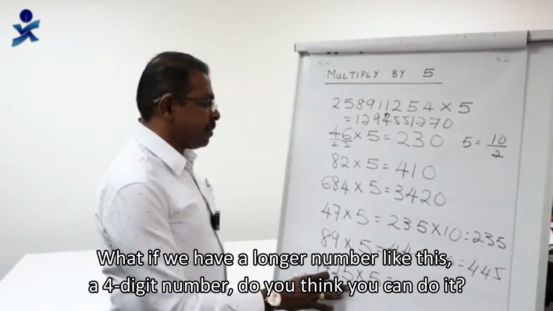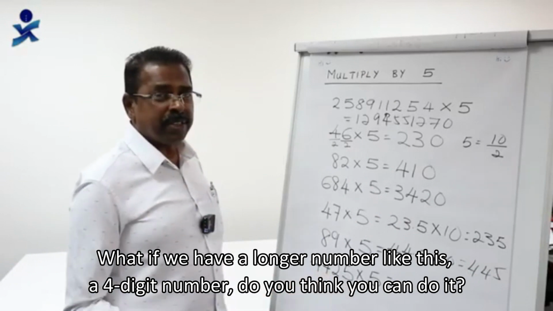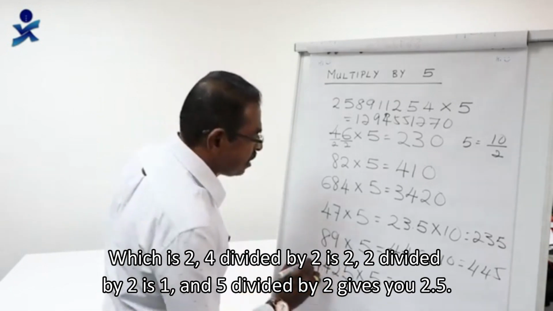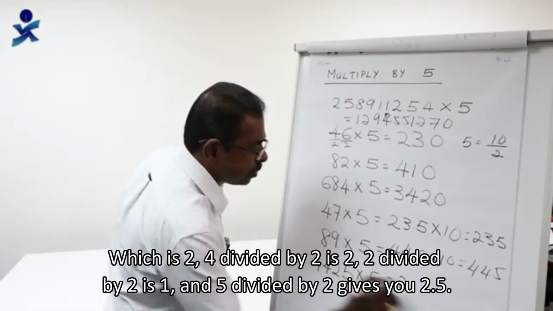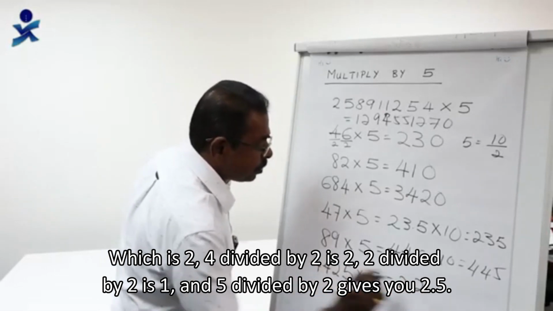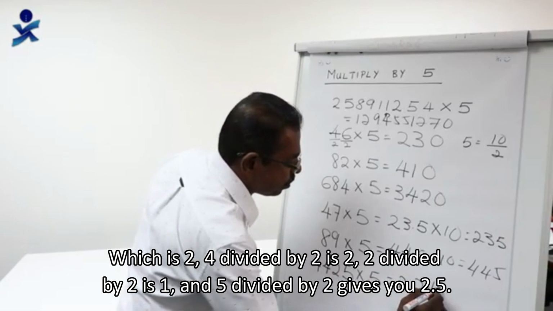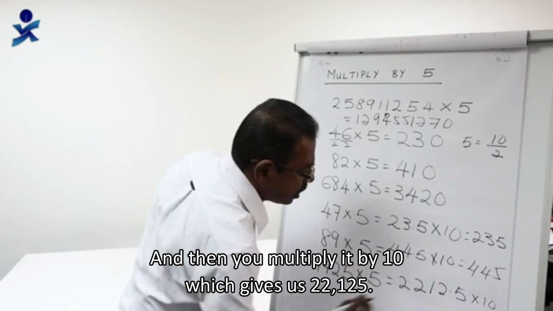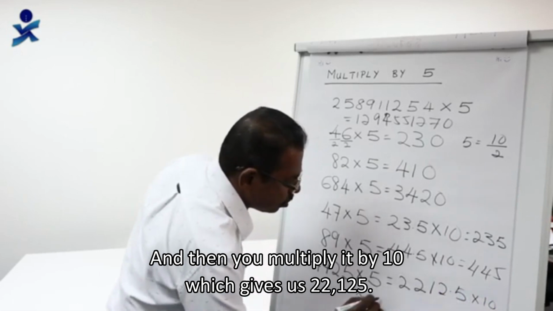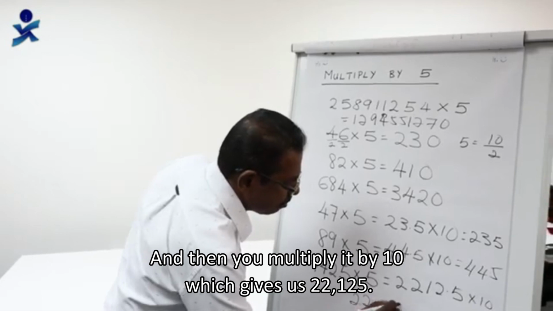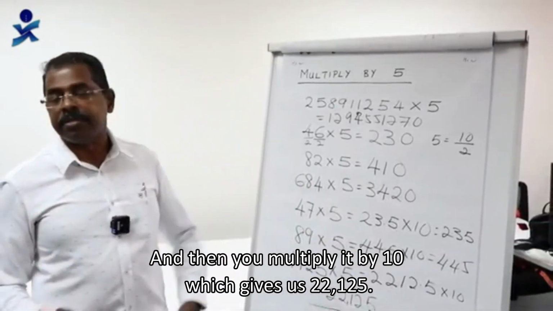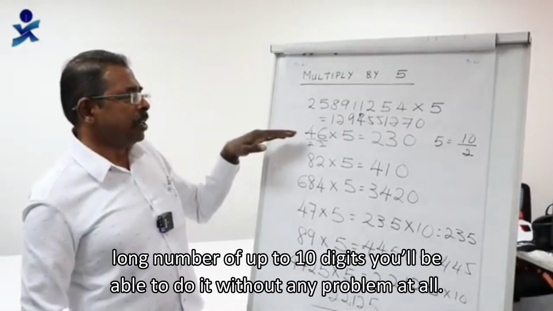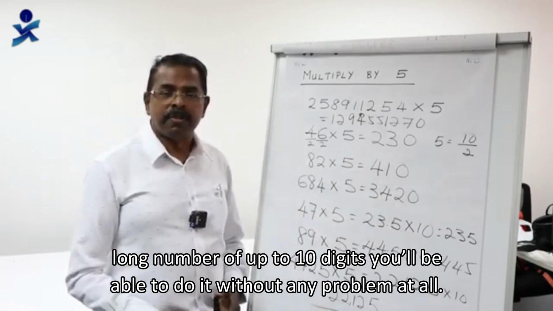What if you have a longer number like this, a 4-digit number? Do you think you can do it? In fact, you can do it mentally and give me the answer, I'm sure, which is 2. 4 divided by 2 is 2. 2 divided by 2 is 1. And 5 gives you 2.5. And then you multiply it by 10, which gives us 2, 2, 1, 2, 5. In other words, 22,125. As you can see, multiplying by 5 is so simple. Even if I give you a long number of, say 10 digits, you'll be able to do it without any problem at all.